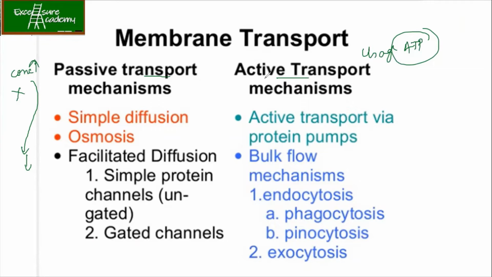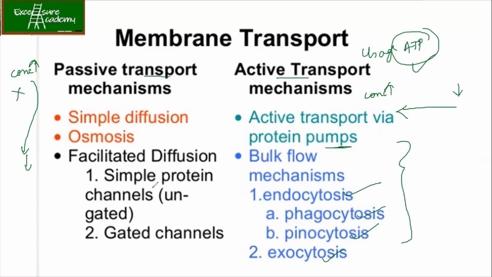Now, in the case of the active transport mechanism, even if the concentration gradient is there, let us say that it is high over here and low over here, but the requirement says that the molecule or the ion should pass from low to high. Since it is against the concentration gradient, ATP is required. So active transport includes protein pumps and bulk flow mechanisms like endocytosis. Under endocytosis, we have phagocytosis, pinocytosis, and exocytosis. All this we are going to cover.